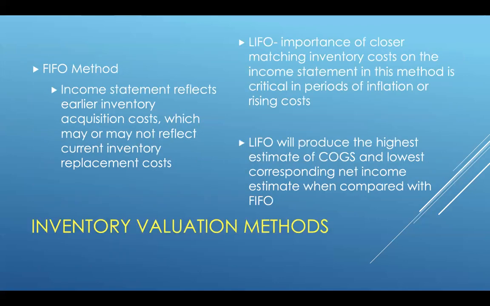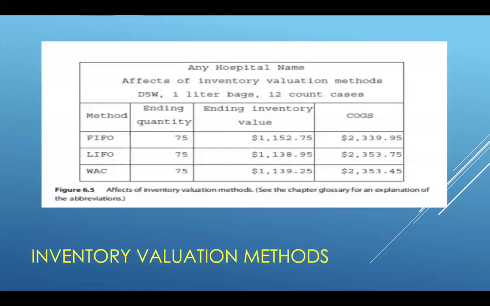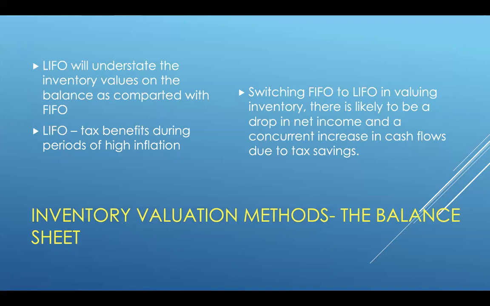With the FIFO method, the income statement reflects early inventory acquisition costs, which may or may not reflect current inventory replacement costs, and therefore our net income might seem higher. LIFO's importance of closer matching inventory costs on the income statement is critical in periods, especially of inflation and rising costs. LIFO will produce the highest estimate of cost of goods and the lowest corresponding net income, and is probably more true to real valuation. So there are those different inventory options that an accountant can use.